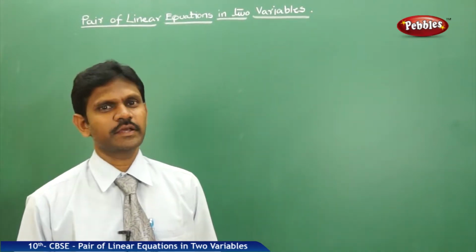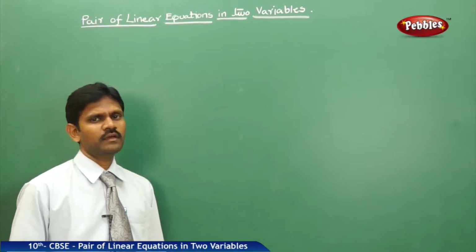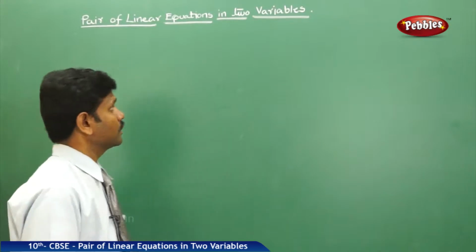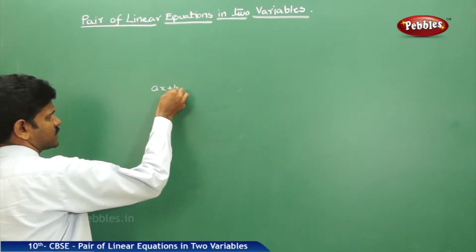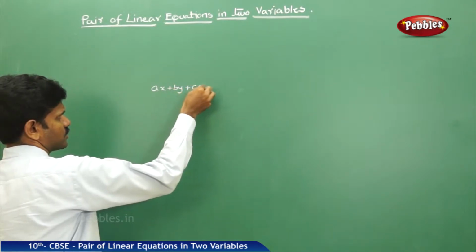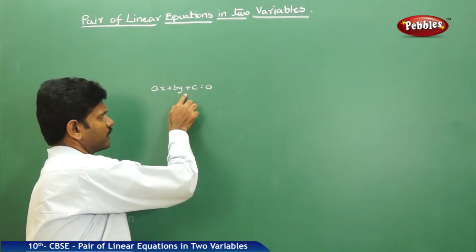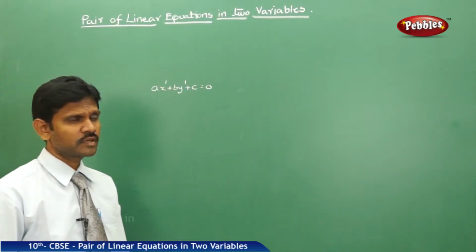What is meant by a linear equation? In terms of x and y, a first order degree equation is called a linear equation. That is, ax plus by plus c is equal to 0.